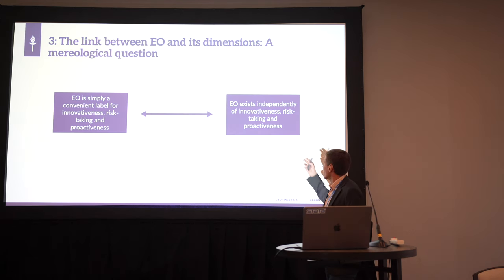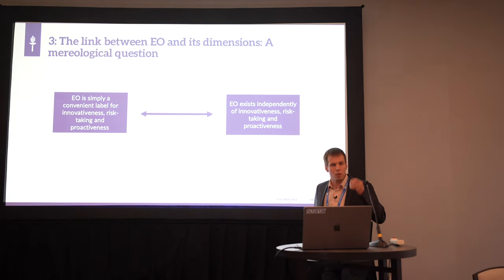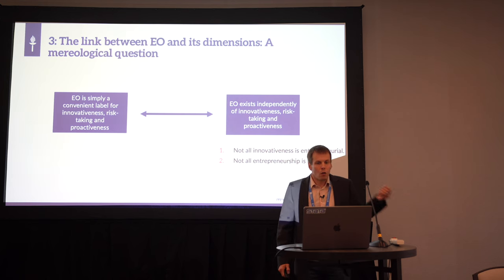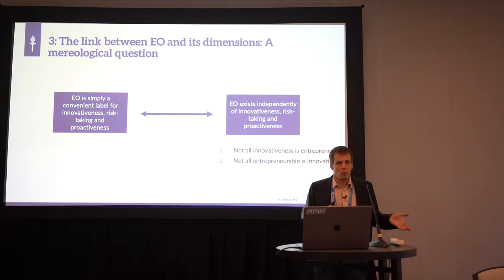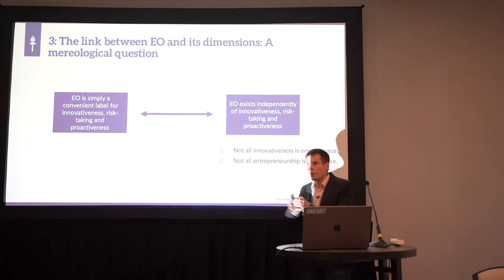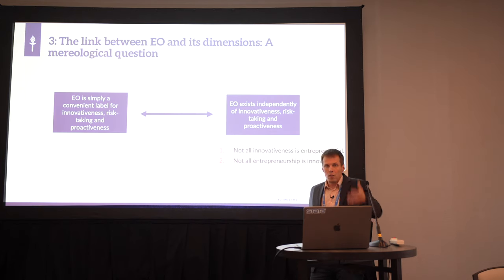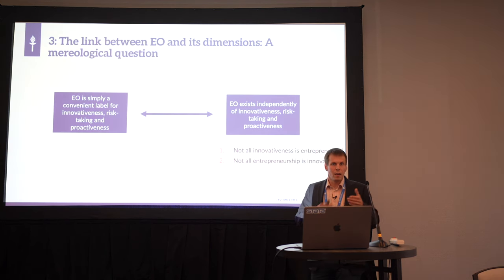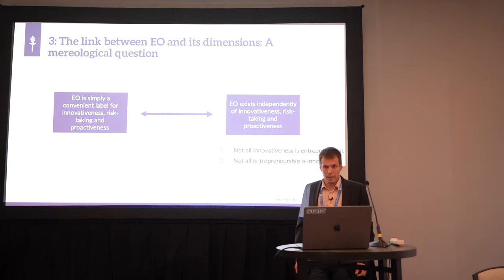If we apply innovativeness, risk-taking, and proactiveness as measures of EO, this causes a problem, because not all innovativeness is entrepreneurial, and not all entrepreneurship is innovative. So innovativeness has effects that are unique, not depending on entrepreneurship. Entrepreneurial orientation has effects that do not depend on innovativeness. So if we have innovativeness as a measure of entrepreneurial orientation, we are confounding two different things. The same argument applies to risk-taking and proactiveness.